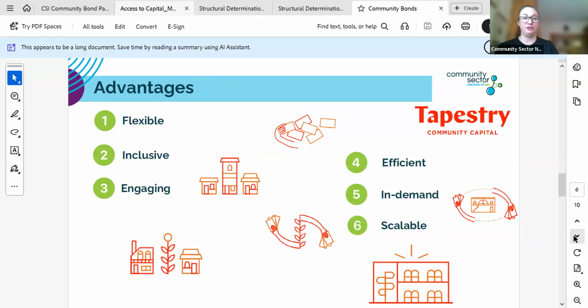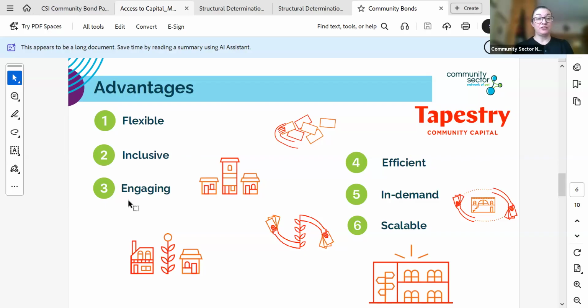So what are the advantages to a community bond? Is that they're flexible. So your organization will set the terms. And so you have control over that in terms of the interest rate and the length of time for the bond. It's inclusive. So individuals can purchase community bonds. So a lot of investment at higher level into organizations requires a minimum investment that's not always achievable by sort of everyday people. It tends to be more high net worth individuals who are investing in the tens to hundreds of thousands. But you can set your community bond to make it inclusive by setting that term.